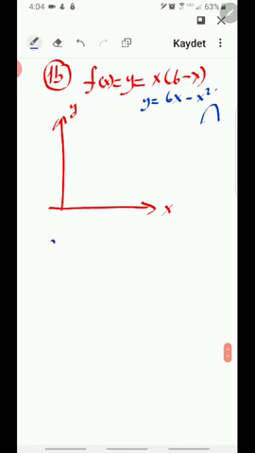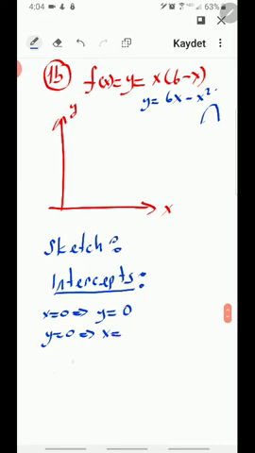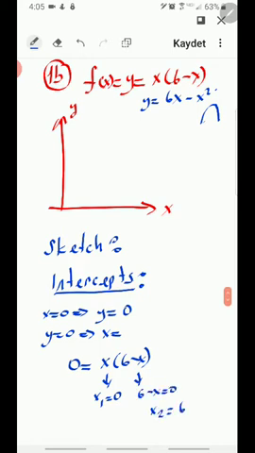To sketch the graph of the function, first let's find intercepts. To find intercepts, we know x is 0, we get y is, let's substitute, 0 times a number, 0. If y is 0, what do you get for x? Here we need an operation: 0 equals x times 6 minus x. It means this can be 0 or that can be 0. It means 6. So x is 0 and x is 6. These are intercepts. It means that the graph is passing through these points. Since it's a parabola, we can easily graph the function. It's passing through origin. Okay, this is our graph.